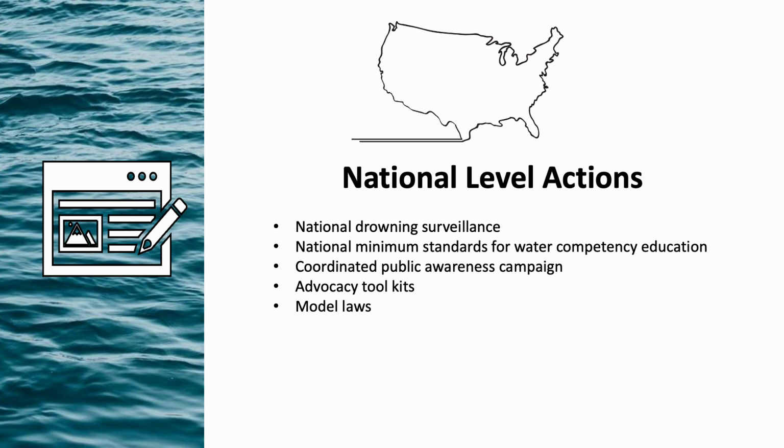Additionally, there will be a collection of national-level actions to support uptake and implementation of these recommendations at the state, county, and community levels. These include recommendations for developing a national drowning surveillance program, national minimum standards for water competency education, coordinated public awareness campaigns, advocacy toolkits, and model laws.